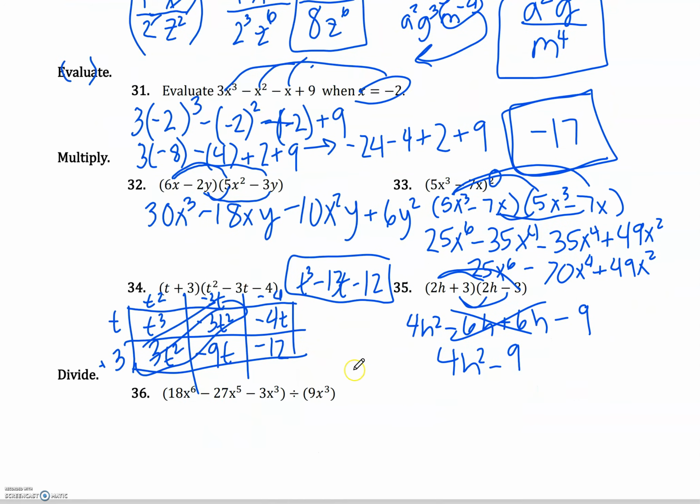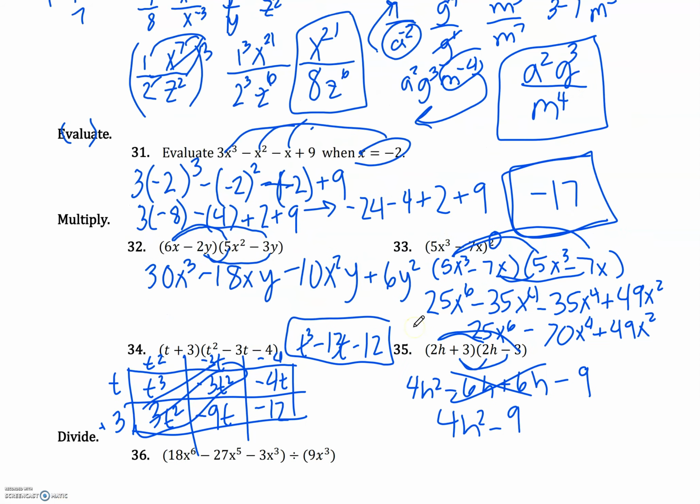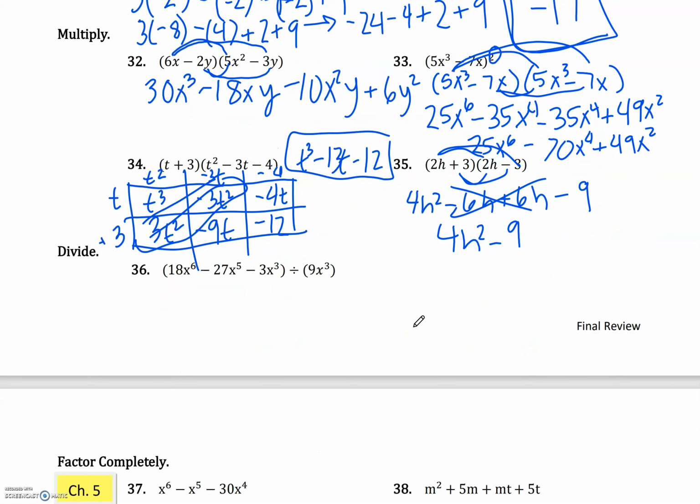Number 36 down here is our only division problem. Let's go ahead and do that. We're going to divide by this monomial, right? Monomials have one term. So I'm going to divide a trinomial by a monomial, and I'm going to give each their own 9x to the third here. Each their denominator.